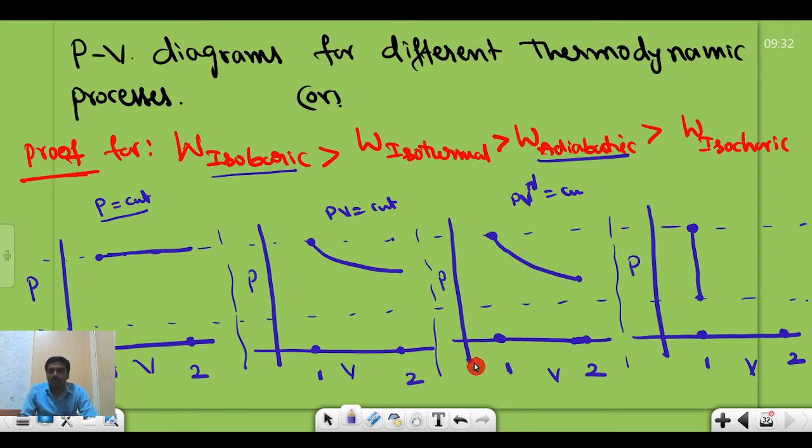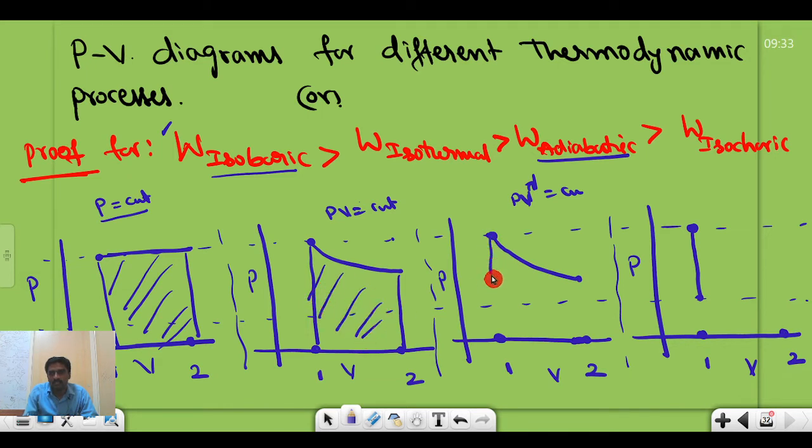To understand this relation, we need to recall our concept. The area enclosed under the PV graph along the volume axis represents the work done by the gas. That means the work done by the system is equal to the area enclosed in the PV graph with respect to the volume axis. This is the work done, the area enclosed along the volume axis.